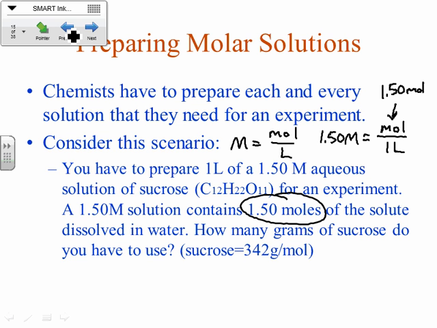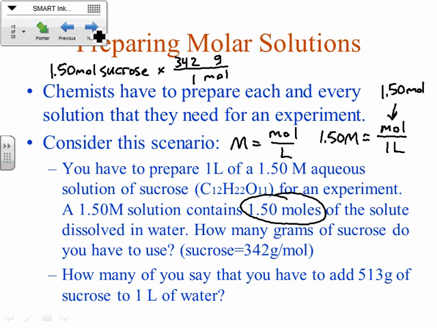So what would we have to do to figure that out? This should be pretty easy. What do I do to go from moles to grams? So just 342 grams in 1 mole, right? So you multiply by 342, which I think is going to give me 513. Is that right?